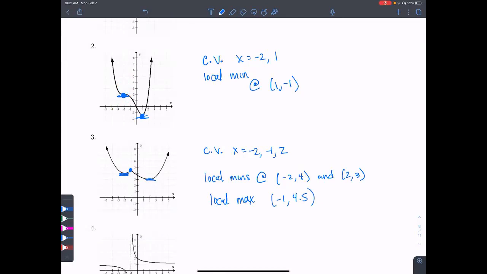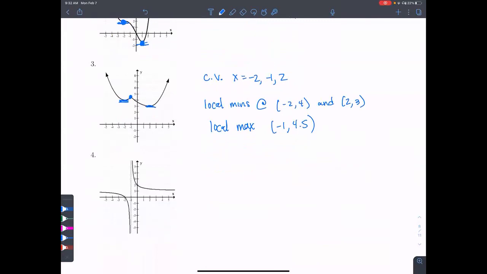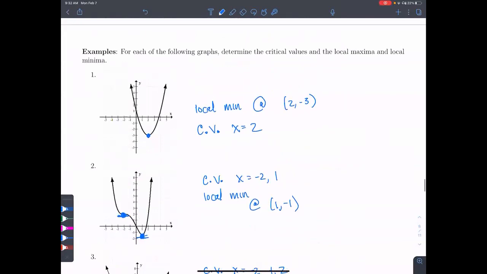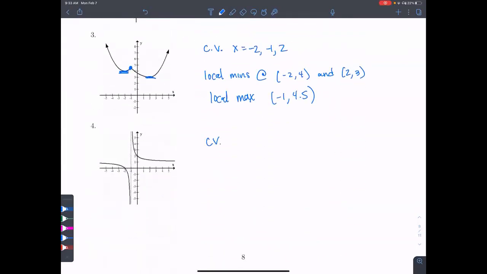Okay, and then this one, again, we're looking for where the derivative would be undefined or equal to 0 for the critical values. Derivative equals 0 or is undefined. Okay, critical values here, derivative 0. I don't have any place where the tangent line would be flat. And I also don't have any place where the derivative is undefined, because we're not going to include this vertical asymptote because it's not in the domain of F. So this has no critical values.